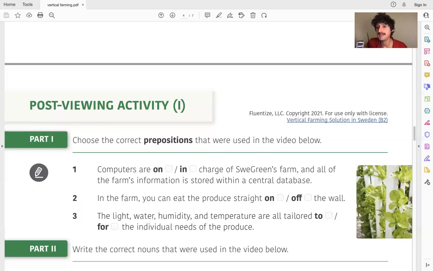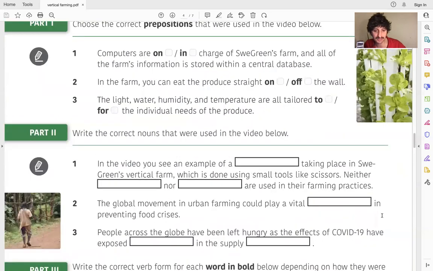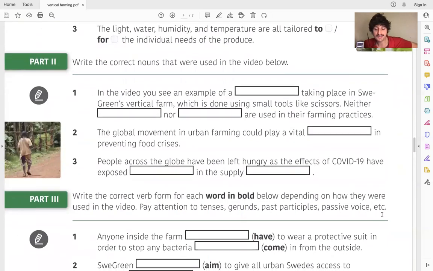Okay, and the light, water, and humidity and temperature are all tailored to the individual needs of the produce, meaning, for example, some fruits and vegetables need more water. So here in these vertical farms, you get to tailor the conditions to the need of the fruit and the vegetable. Absolutely fascinating. Sometimes I think technology is amazing.